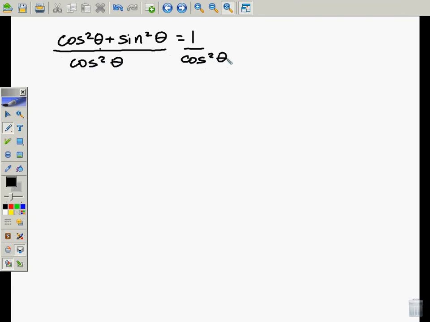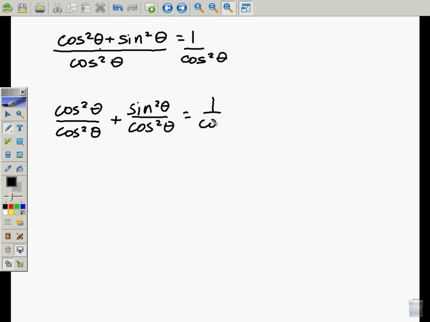Okay? Look at what happens. Cosine squared theta over cosine squared theta. Because remember, I can break up the numerator, but I can't break up the denominator. Sine squared theta over cosine squared theta is equal to 1 over cosine squared theta. Look at what this actually means. This is beautiful because cosine squared over cosine squared is 1.